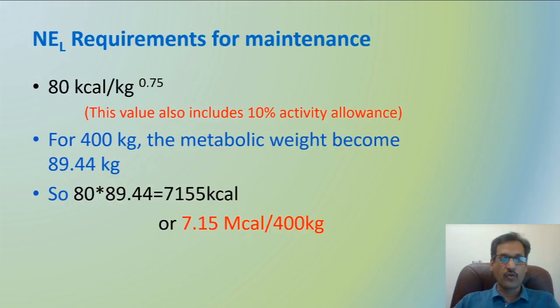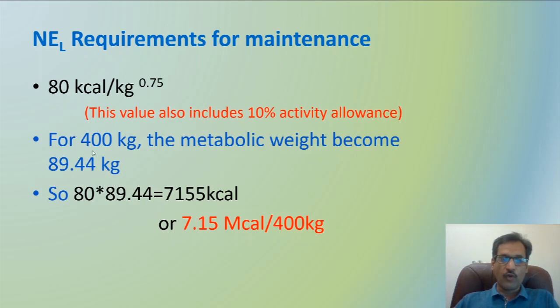So this is the way we can calculate. Now look at this. If we want to calculate the nutrient requirement for maintenance, like net energy for lactation requirement for maintenance, then the simple way is to use this figure. This figure means 80 kilocalories per kg metabolic body weight. It means if animal body weight is 1 kg, then that animal requires 80 kilocalories of energy. This value also includes 10% of the activity allowance.